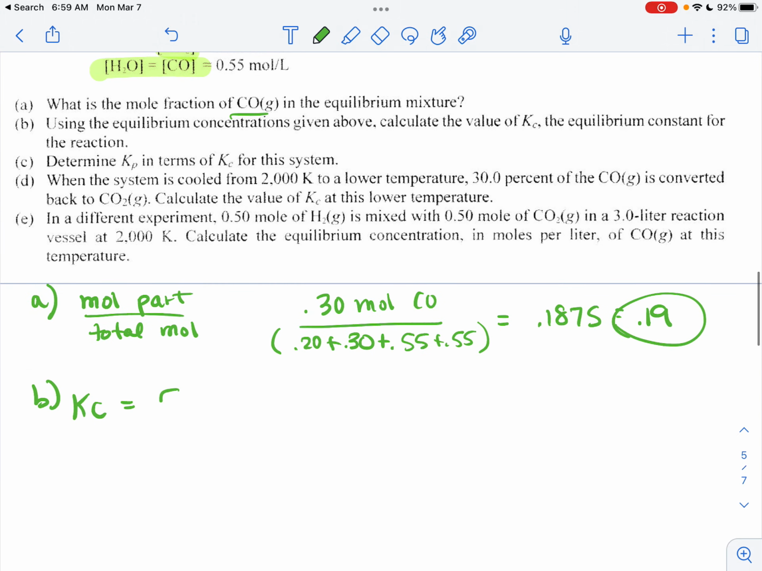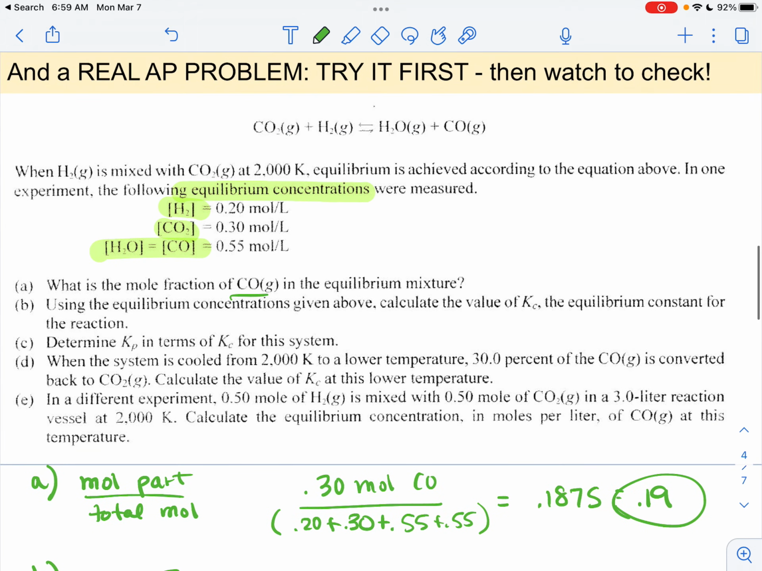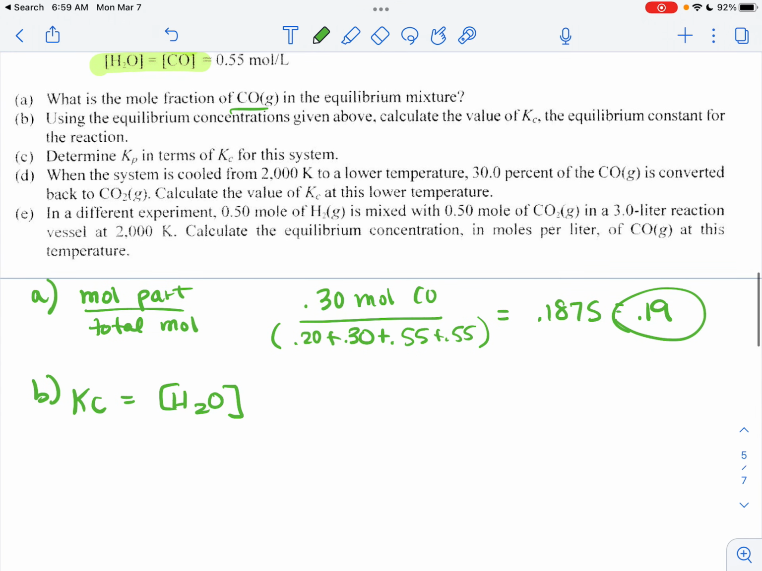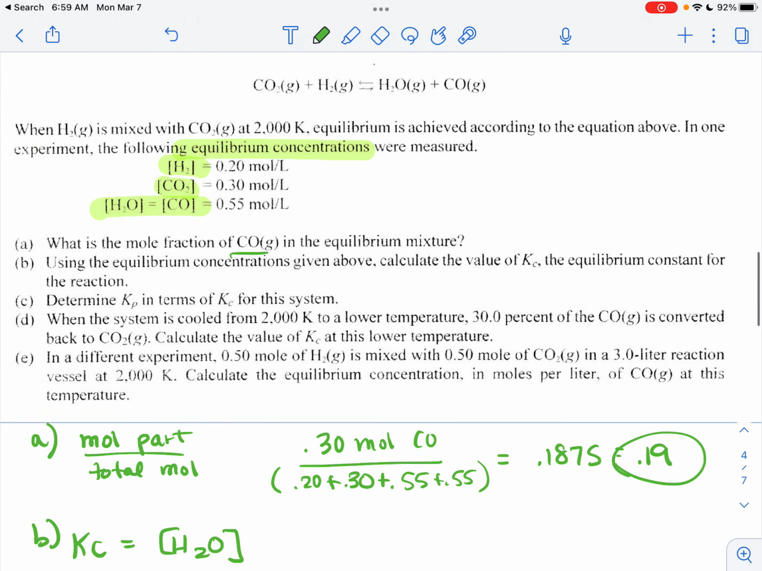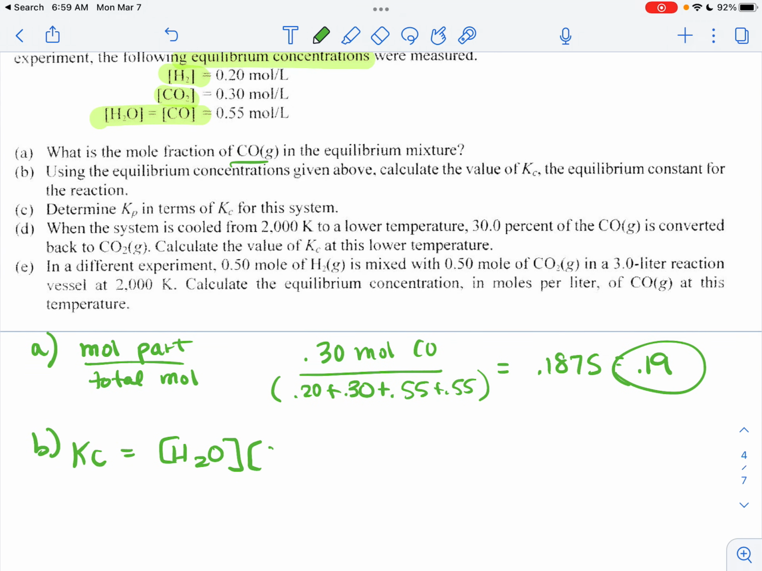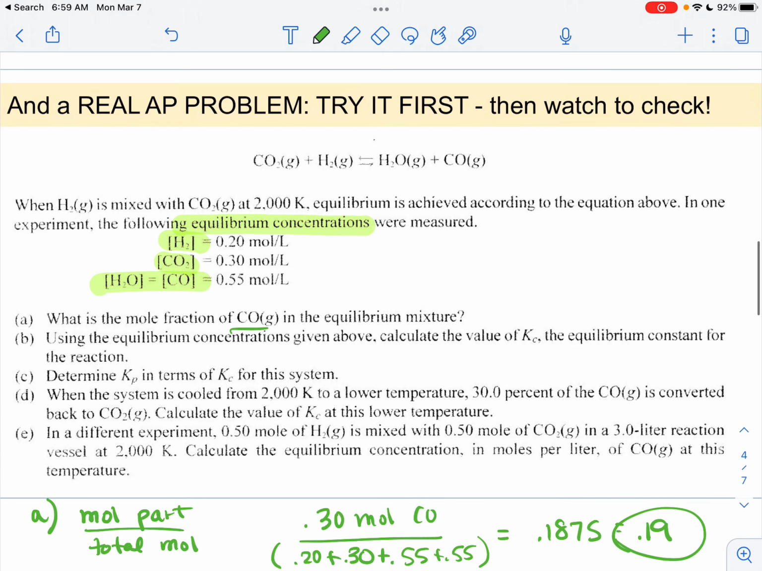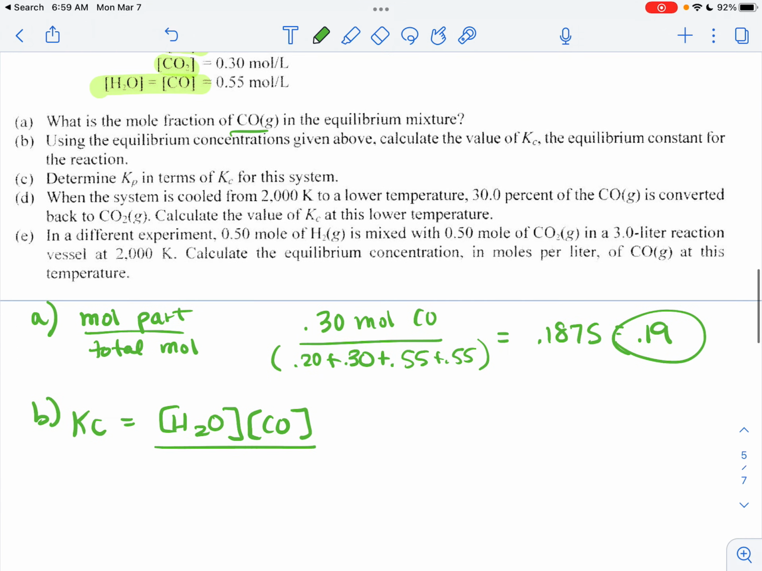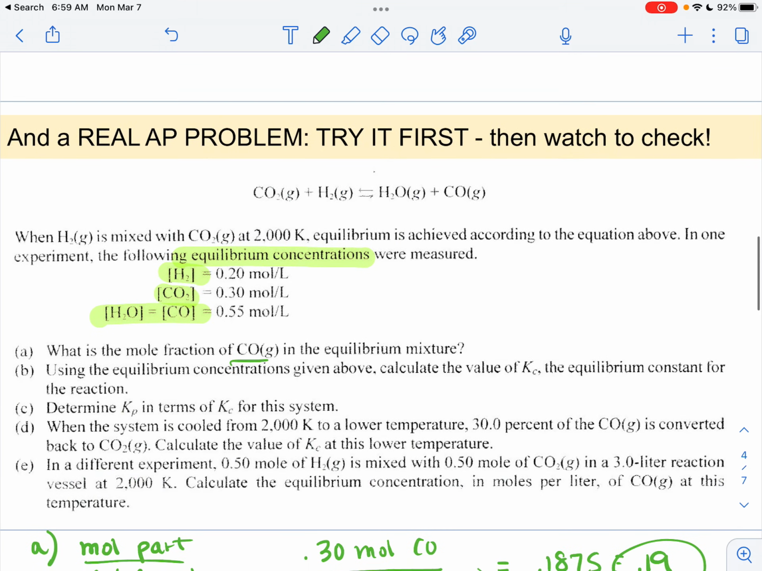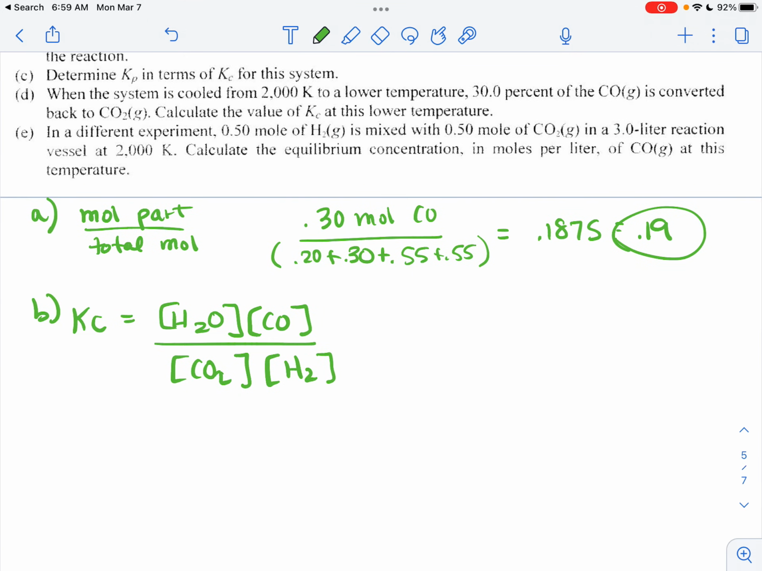So that would be the concentration of water, which is weird because we don't usually do that, but notice that it's water vapor. And so we can talk about moles per liter of that, times the concentration of the carbon monoxide. Neither one has coefficients, so no exponents. Divided by the reactants, carbon dioxide and hydrogen gas. Make sure you have concentration brackets there. And again, neither one has exponents, so this is what it looks like.